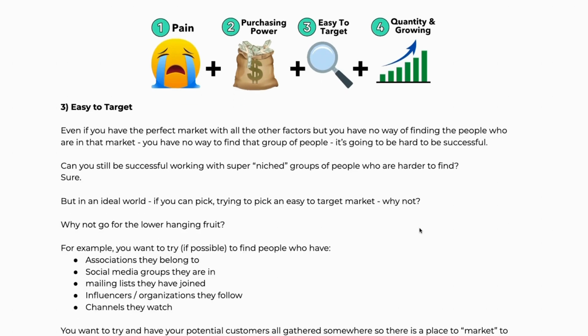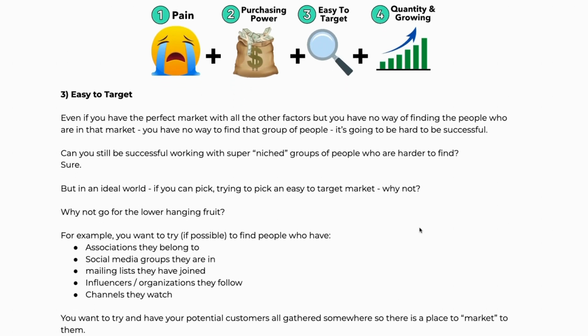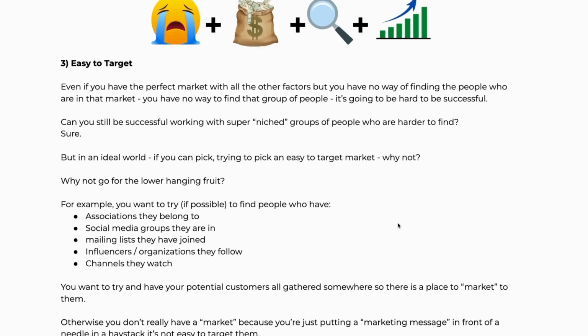Now, again, here's the warning, here's the caveat. Can you be successful with a group of people that is super niche, that is harder to find? Yes. If you're trying to get to six figures, maybe seven figures, or you're trying to get to 100,000, sure, you can be. But in an ideal world, if you get to choose, why not choose the lowest hanging fruit? In an ideal world, you would choose a market that is easy to target.